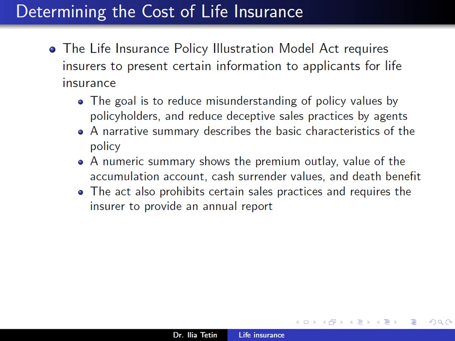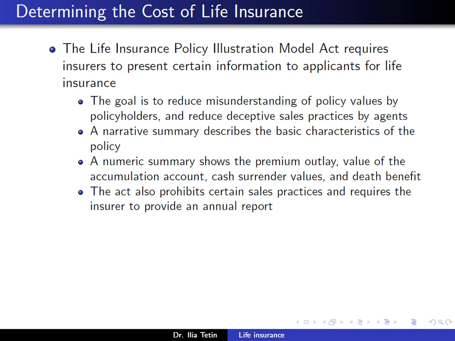The illustration also shows the number of years the insurance protection will remain in force under the three sets of interest assumptions. The applicant and agent must sign the illustration and indicate they have discussed and they understand that the non-guaranteed elements in the policy are subject to change and can be higher or lower than the values shown in the illustration. Certain deceptive sales practices are prohibited in the illustration of policy values.